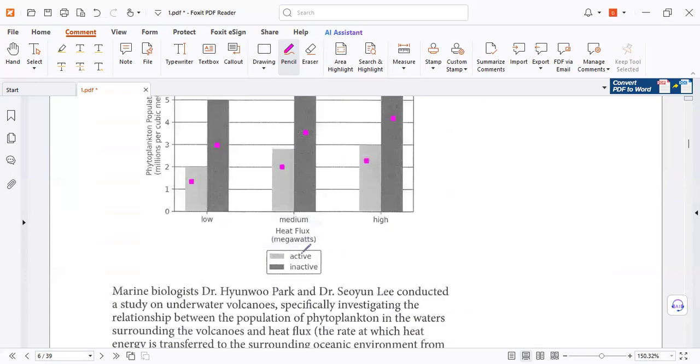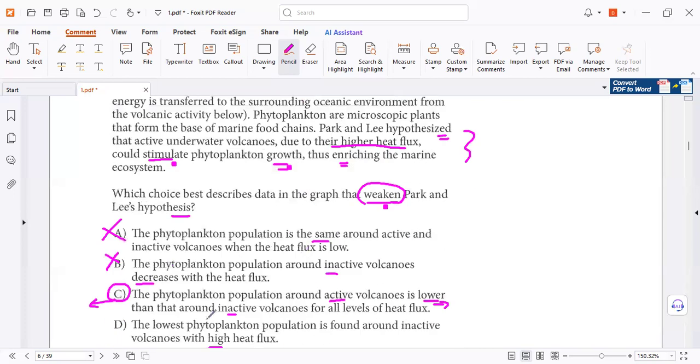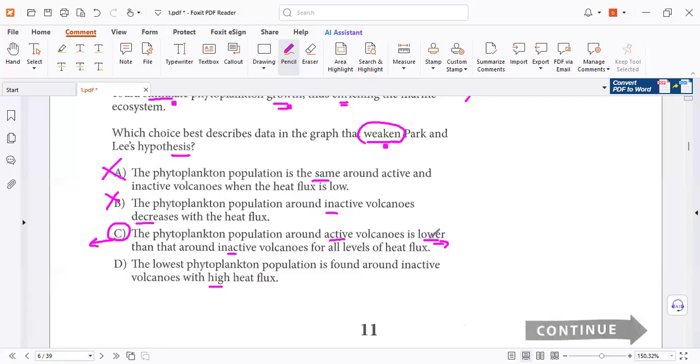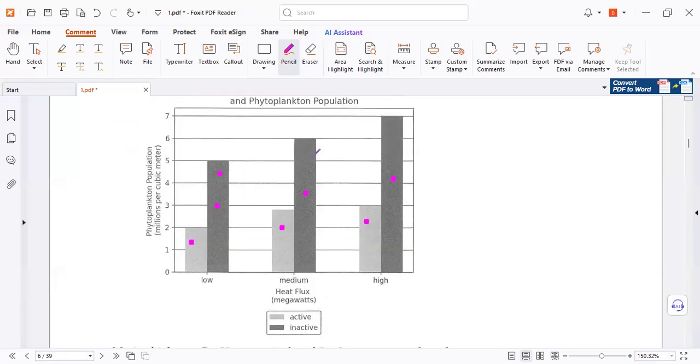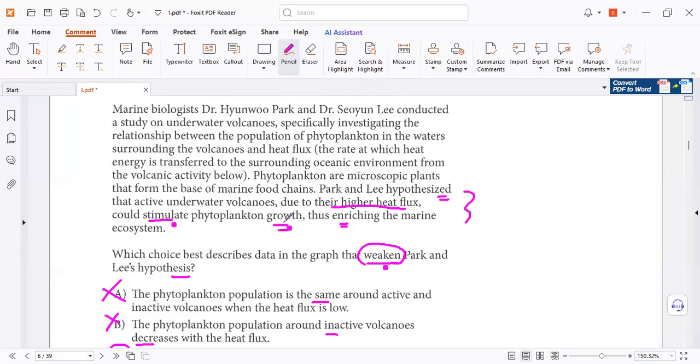Inactive means there is no heat, so it must be lower. But here it's increasing because it's lower. So lower means that the inactive is higher. But how can inactive be higher? It's less than the higher. Look at the difference. This is opposite to what is the hypothesis.